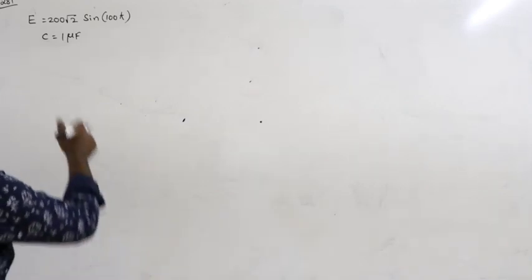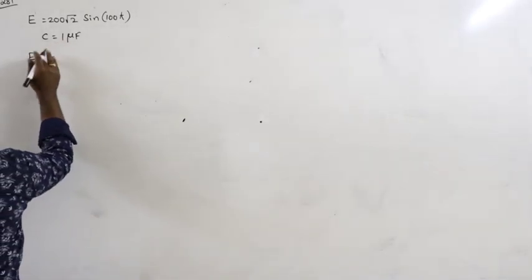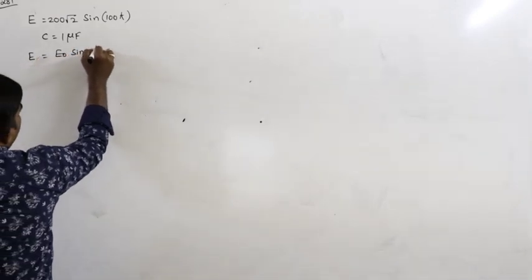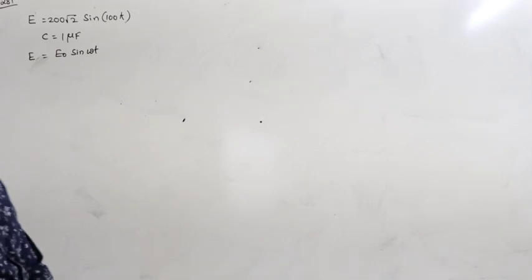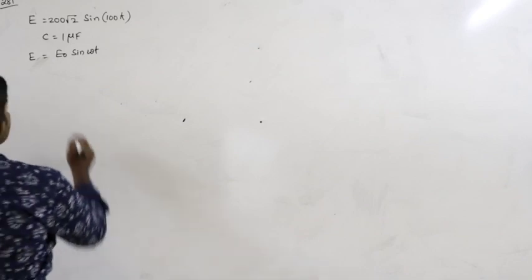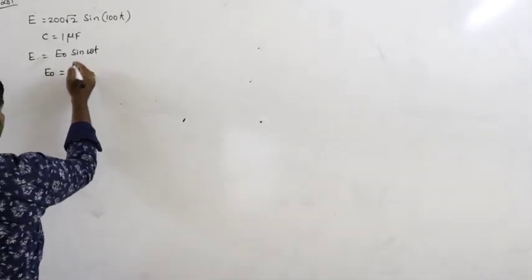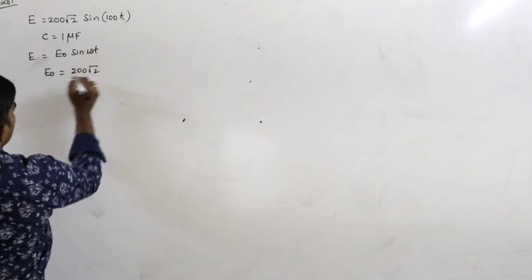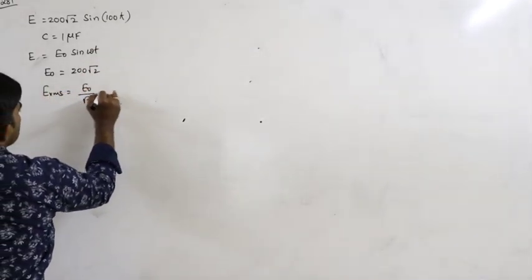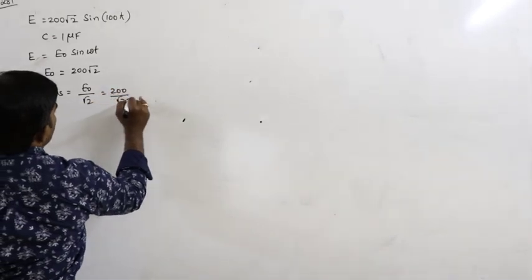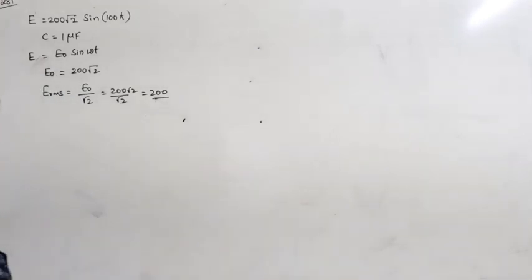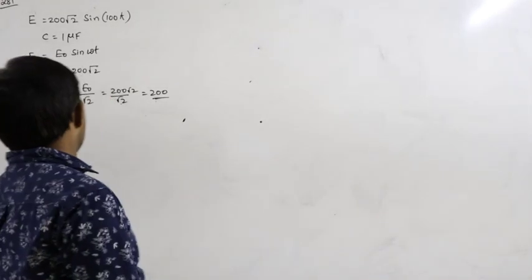Now, the general comparison is E is equals to E naught sin omega t. So now, what is the value of E naught here? E naught is equals to 200 root 2. But E RMS can be written as E naught by root 2. So that is 200 root 2 by root 2, that is 200. RMS value of EMF is equals to 200.